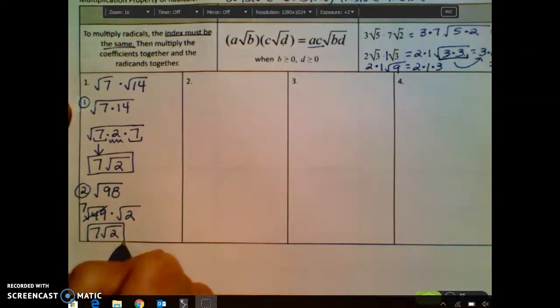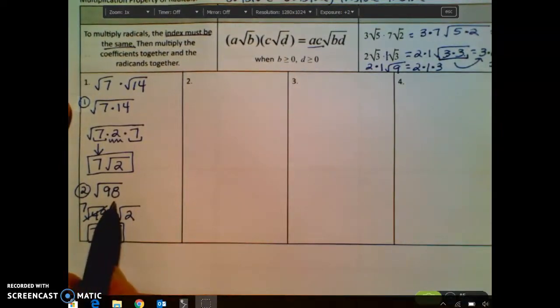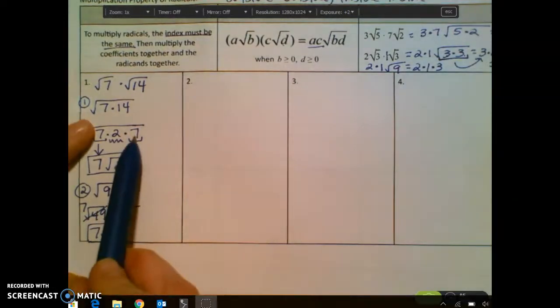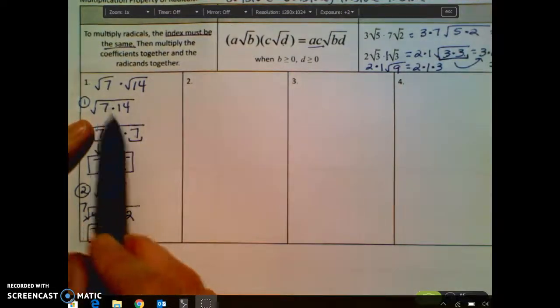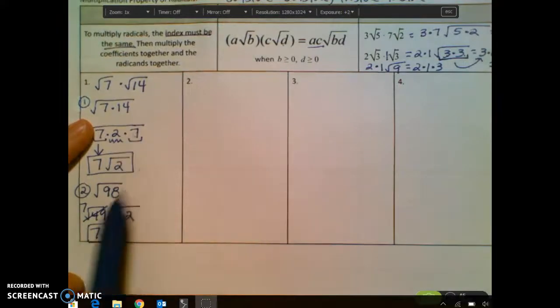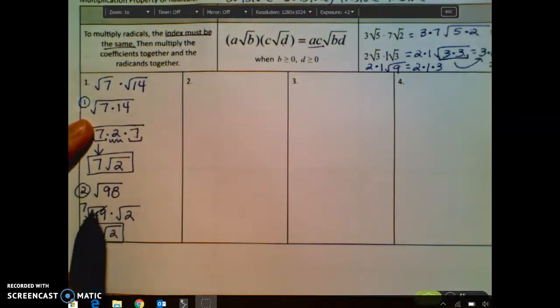So this really depends on how comfortable you are with your perfect squares. I personally like this method because then we have smaller numbers we can break down, but if you like multiplying them and then finding that biggest perfect square, go for it.